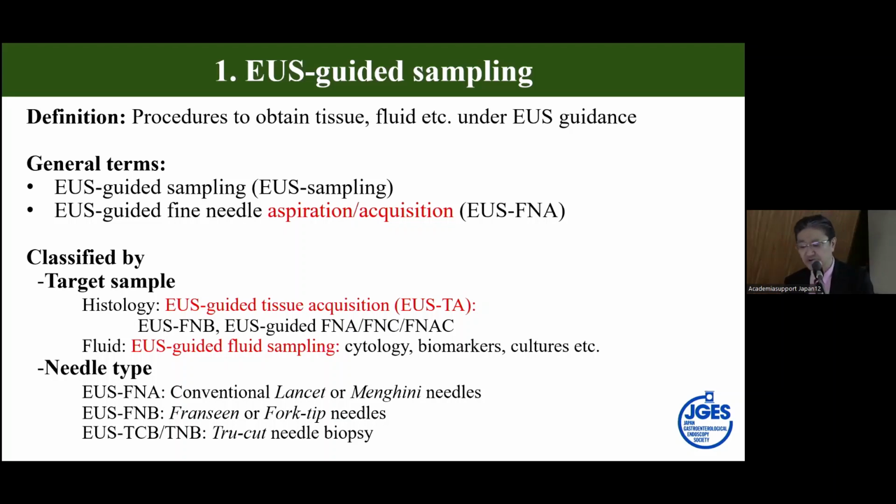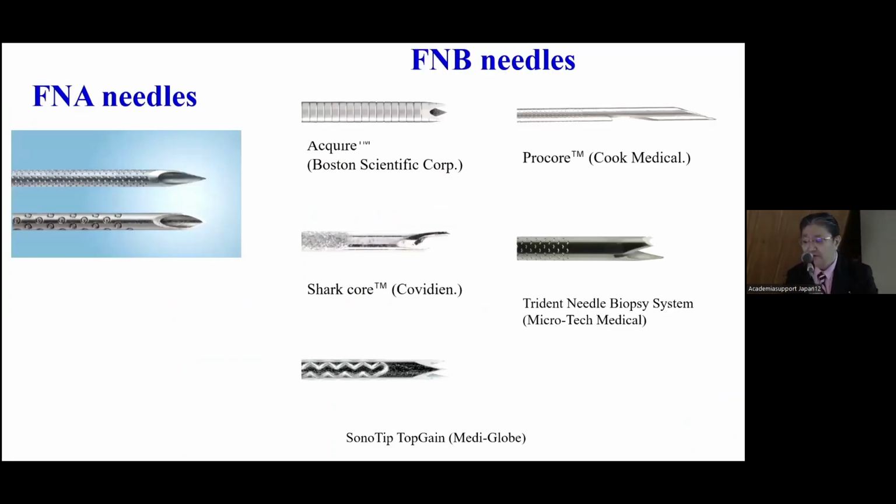A means acquisition. Now this procedure is classified by target sample or needle type. Target samples are tissue acquisition and fluid sampling. For needle type, basically we use the FNA needle, which has a very simple cutting of the tip of the needle, but the FNB needle has many special configurations at the tip to get a histological core. Recently, many doctors distinguish the FNA needle and the FNB needle, and also use the procedure names FNB or FNA. So according to these papers, we divided them into FNA and FNB.